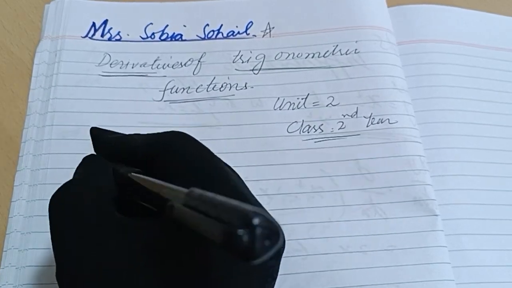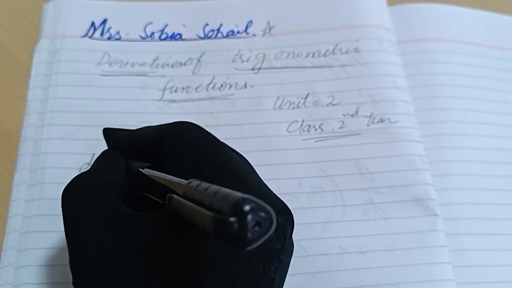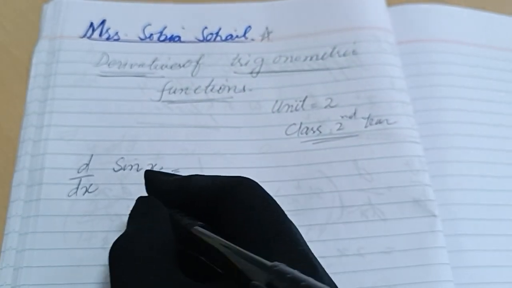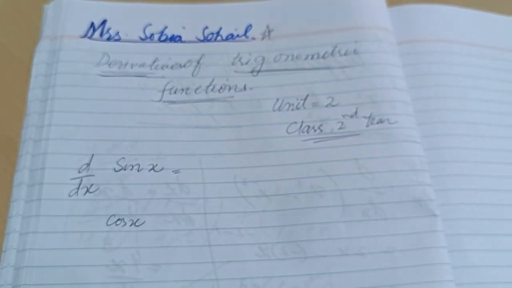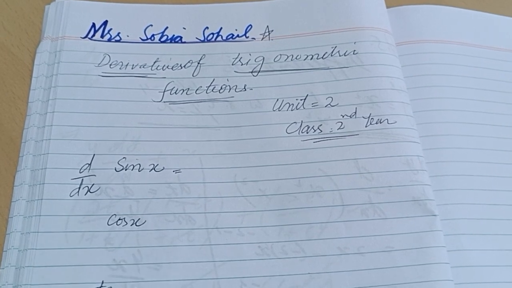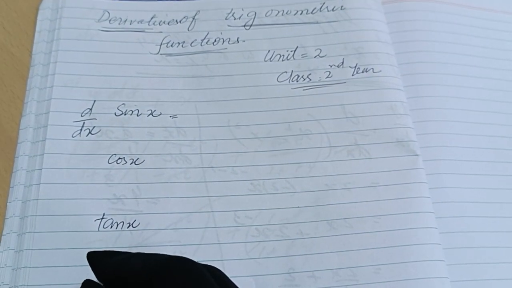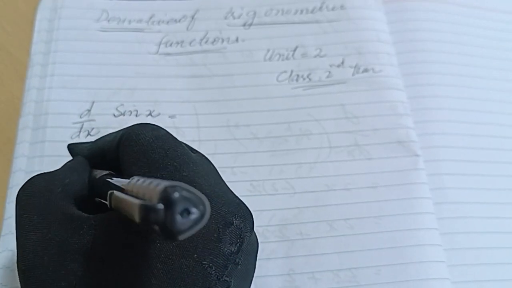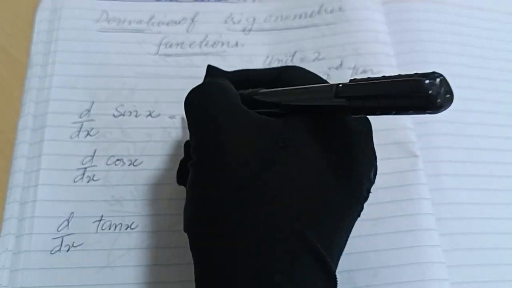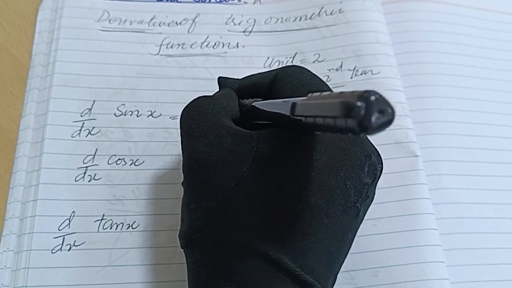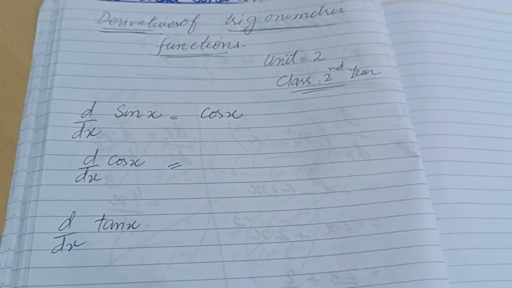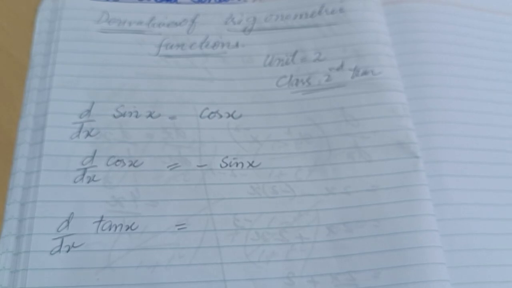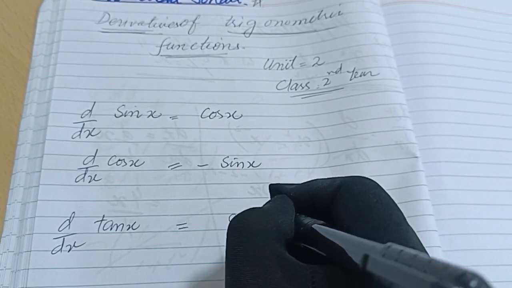So, derivative of the trigonometric functions. We have 6 trigonometric ratios: sin x, cos x, tangent x. The derivative of sin x is equal to cos x. Derivative of cos x is minus sine x. Derivative of tangent x equals secant square x.